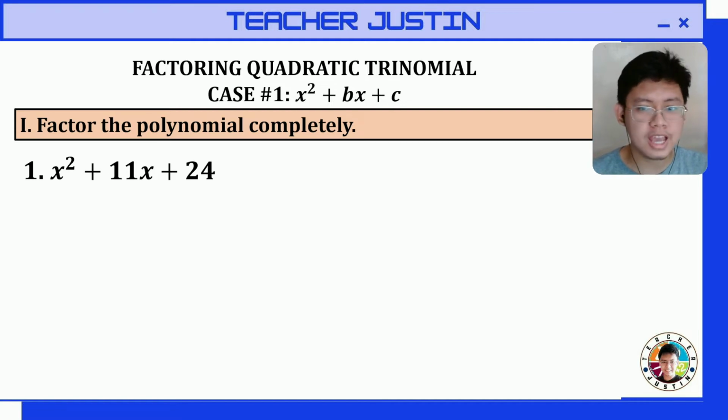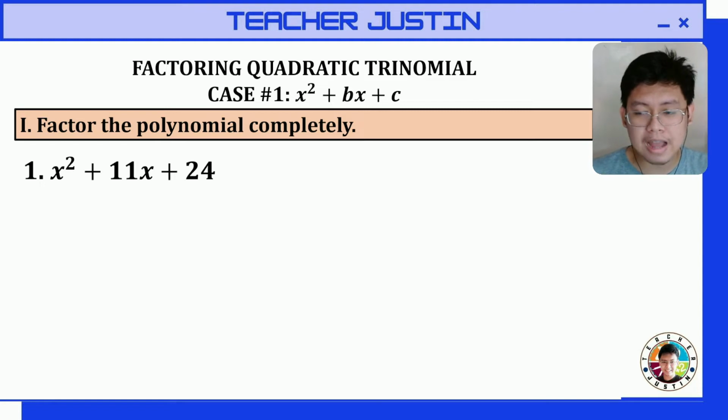So, remember, kaya siya tinawag na Case number 1, yung ating leading term ng ating quadratic trinomial has a value of 1. So, nandito yung invisible na 1. So, yung first term natin, laging x squared para ma-identify siya na case number 1. Now, how do we factor a quadratic trinomial? Let's have this example. We have x squared plus 11x plus 24.